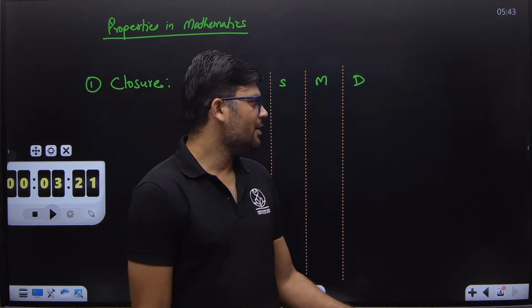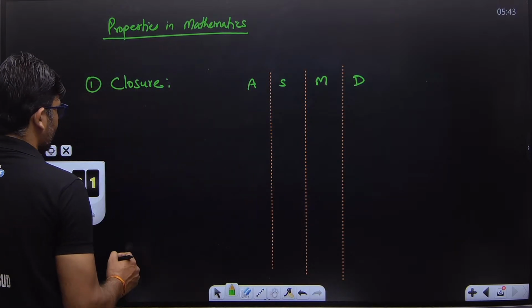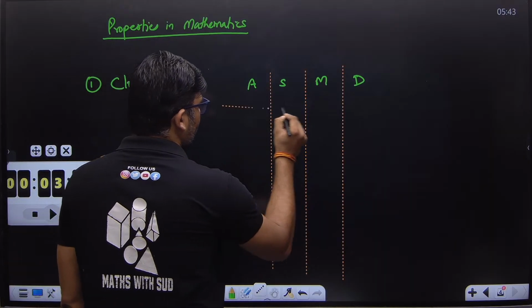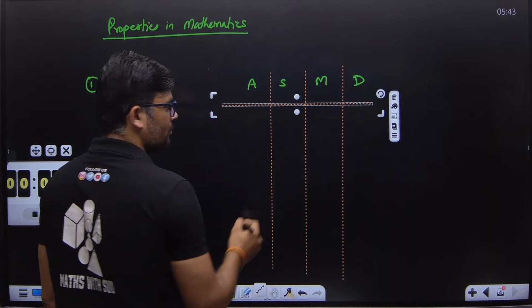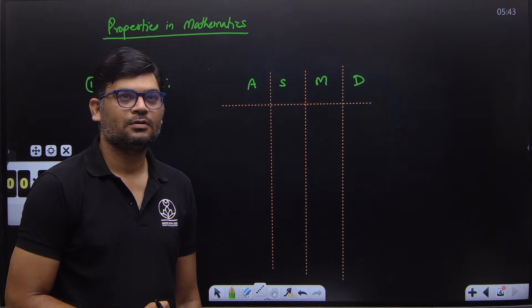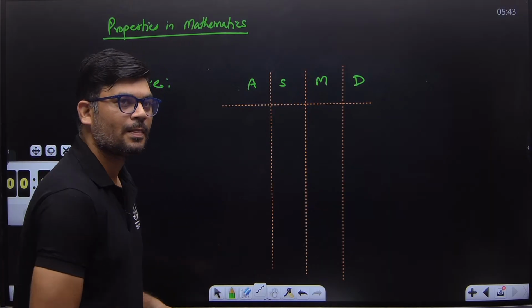Okay, so let's start with the first property, that is the closure property. So closure property exists for... Yeah, 1 second. He's getting some cramps. Just give me a few minutes. Okay, sir.